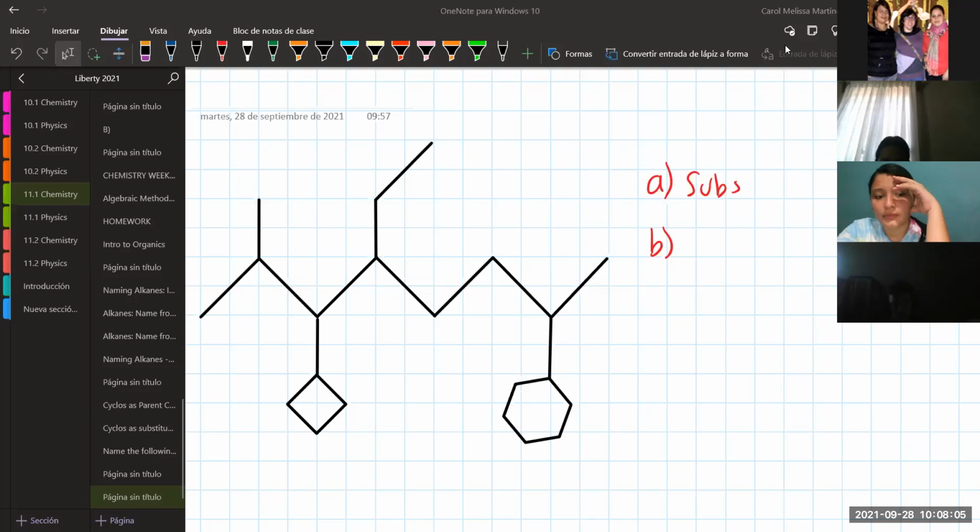I think it is a substituent. It is a substituent. The reason why it is a substituent is because it is attached to the parent chain. It's not a parent chain exactly. Okay, so that's the main reason.